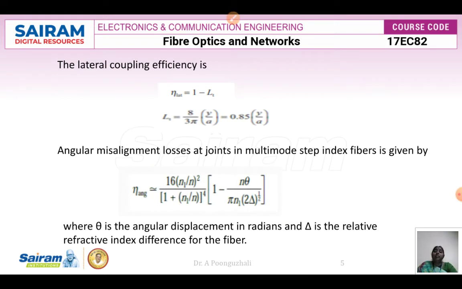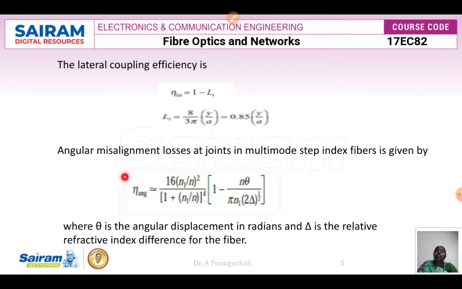Next is the lateral coupling efficiency. The lateral coupling efficiency can be given as 1 minus LT. So LT is nothing but 8 by 3 pi into y by a, or we can have it as 8 by 3 pi, which is nothing but 0.85 into y by a.